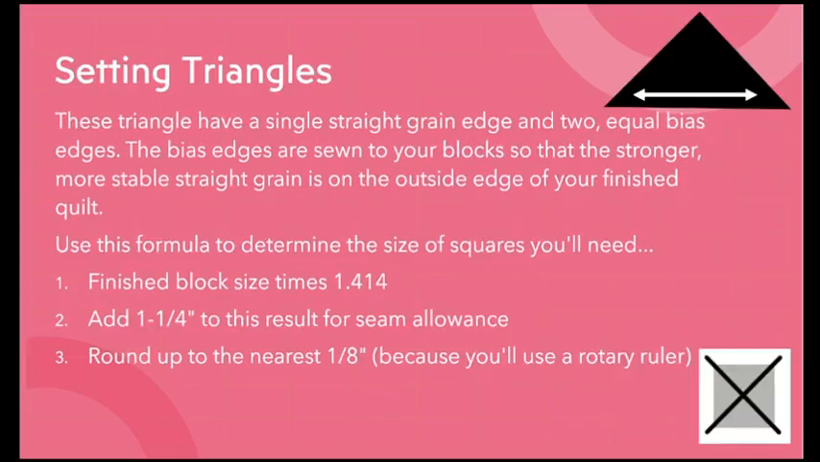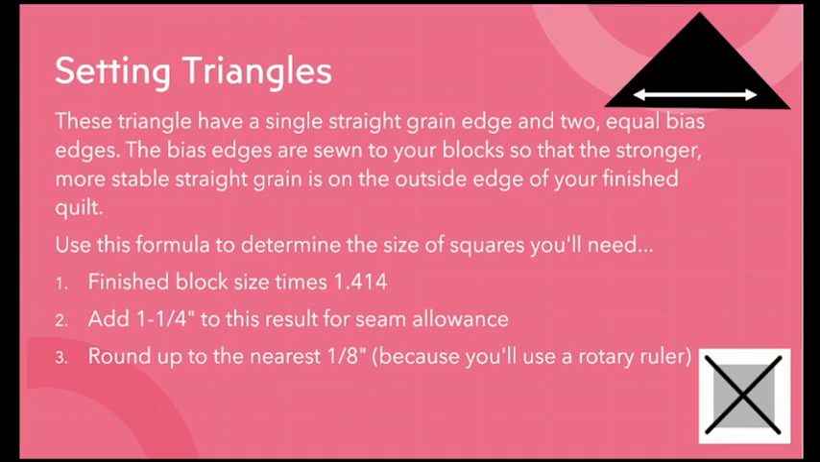Okay. So let's talk about setting triangles. Typically, most quilts have you cut setting triangles from a square that you cut diagonally from both corners. You'll cut one corner to corner and then turn around and cut the other corner to corner. By doing it this way, it's going to give you the straight of grain on the longest edge. This is the edge that needs to go on the outside of the quilt.